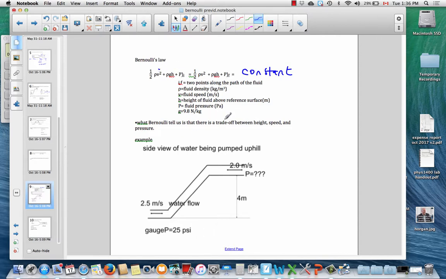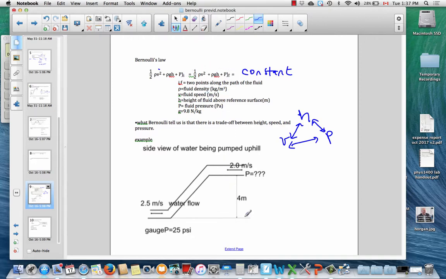So ultimately what this is telling us is that you can have any two of these, but you can't have all three. So if one of them goes up, then one of the other two, or both of the other two, needs to go down. So in classical mechanics, there's a trade-off between speed and height. Say in a roller coaster, as you lose height, you gain speed. With fluid dynamics, it's actually a three-way trade-off between height, speed, and pressure. So this is the second principle of fluid dynamics, Bernoulli's law.